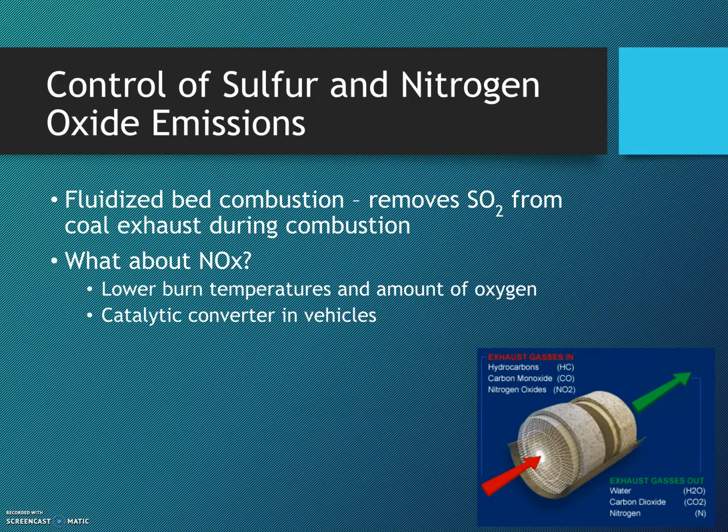Removing sulfur dioxide from coal exhaust during combustion by fluidized bed combustion. So we have granulated coal burned with calcium carbonate to reduce the sulfur oxides. The calcium carbonate produces calcium sulfate, and then we can take that calcium sulfate and use it to make sheetrock.